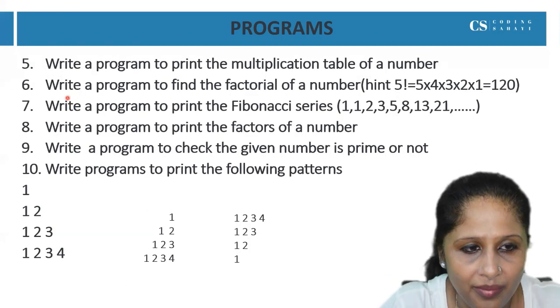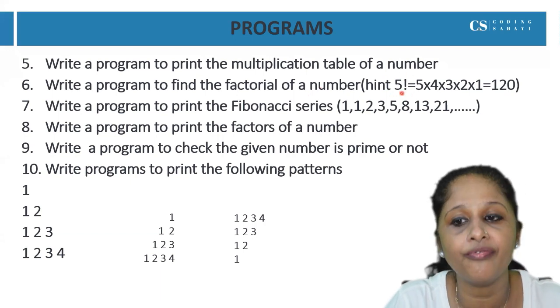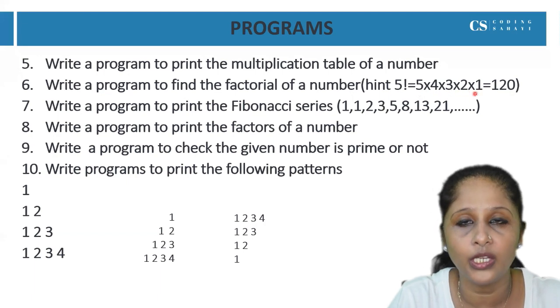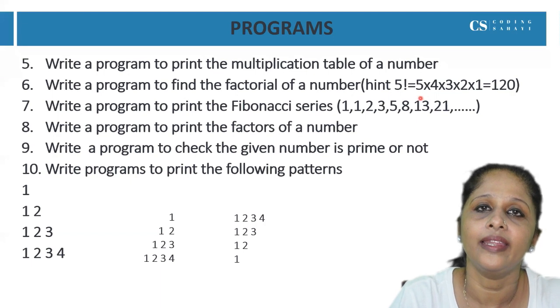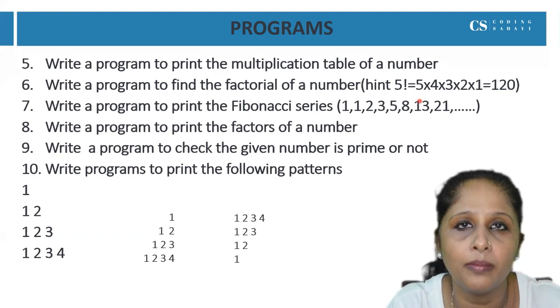So our next program is to write a program to find the factorial of a number. Here it is actually 5 factorial. So how is it written? It is 5 into 4 into 3 into 2 into 1. So factorial means if you are giving a number, then from that number to 1 you need to multiply. So this is actually multiplication.